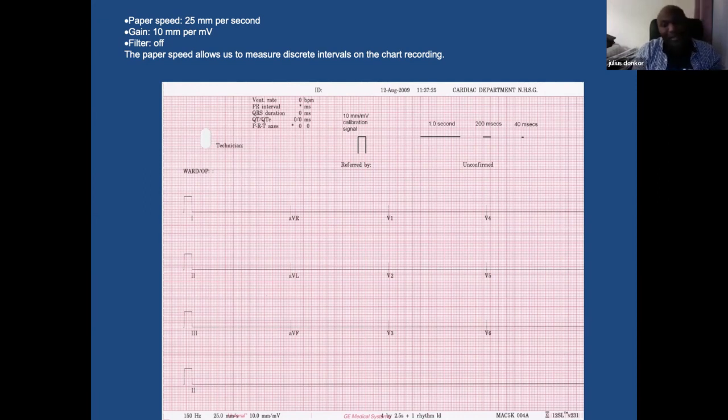Sometimes people might put a filter on, and we encourage you not to do that if you can help it. There is a good reason to use one for a patient with Parkinson's disease who has tremors, but otherwise do a good skin preparation and keep the frequency range at 0.5 to 150 hertz, so you can collect as much signal as possible. You don't want to cut off any of the important signals. Right, so that's it there.